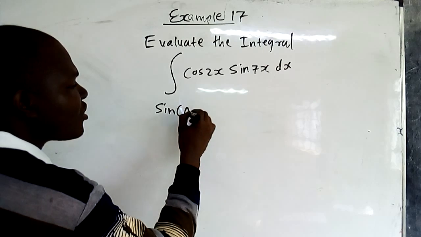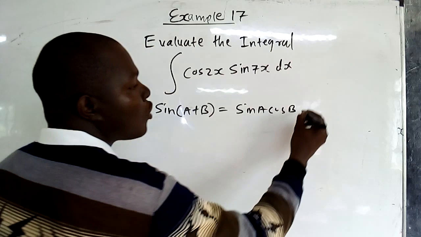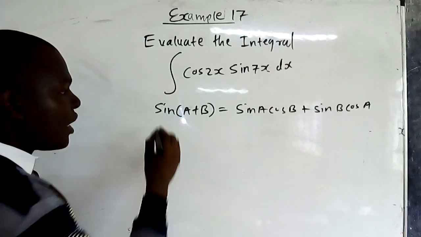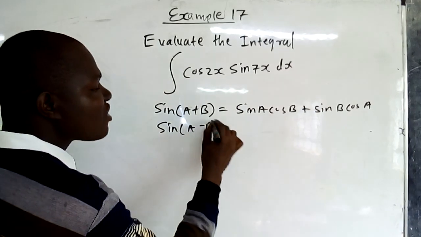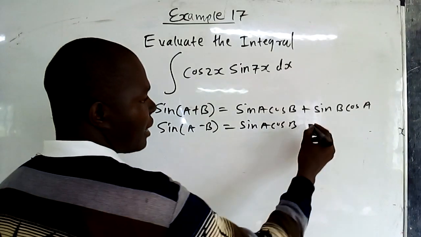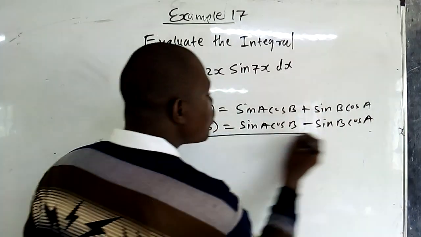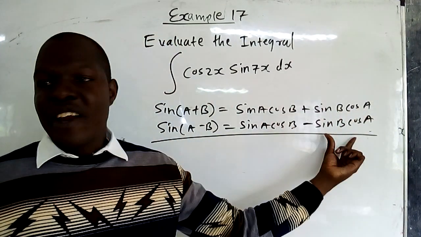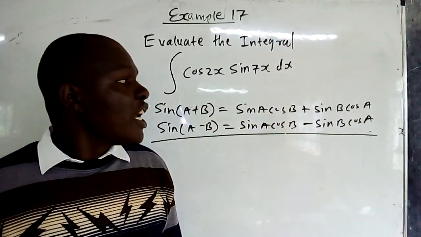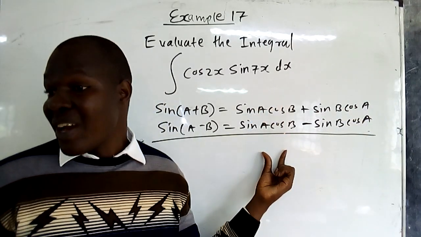Meaning, if you have sine A plus B, you are getting sine A cos B plus sine B cos A, isn't it? Then if you had sine A minus B, you are getting sine A cos B minus sine B cos A. Now you have to get rid of one of them. So you see, do I add so that I eliminate the second one, or do I subtract so that I eliminate the first one, isn't it?